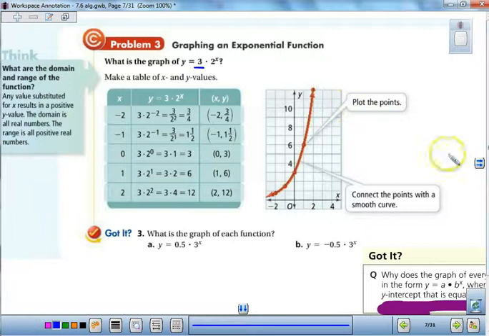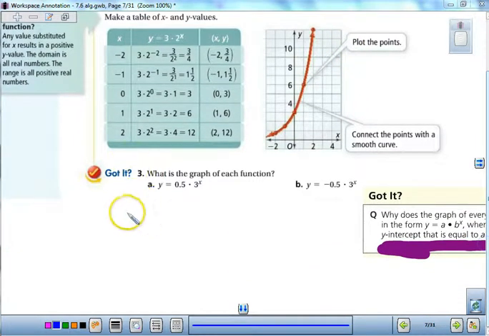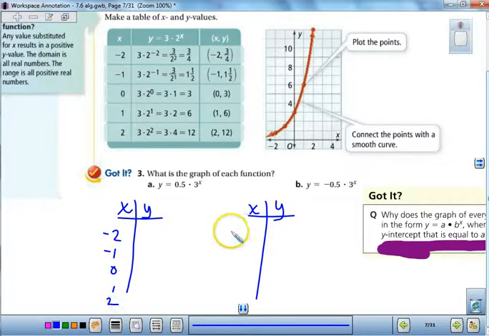And you're going to plot your points. What I would like you to do right now in the got it part is you want to make a table of x and y values for both of these, and then pause the video so that you guys can actually do this on your paper. We're going to go with -2, -1, 0, 1, and 2. And again, I'm going to have this up, pause the video, and then you will be able to see these values filled in, and then you can kind of check your work.